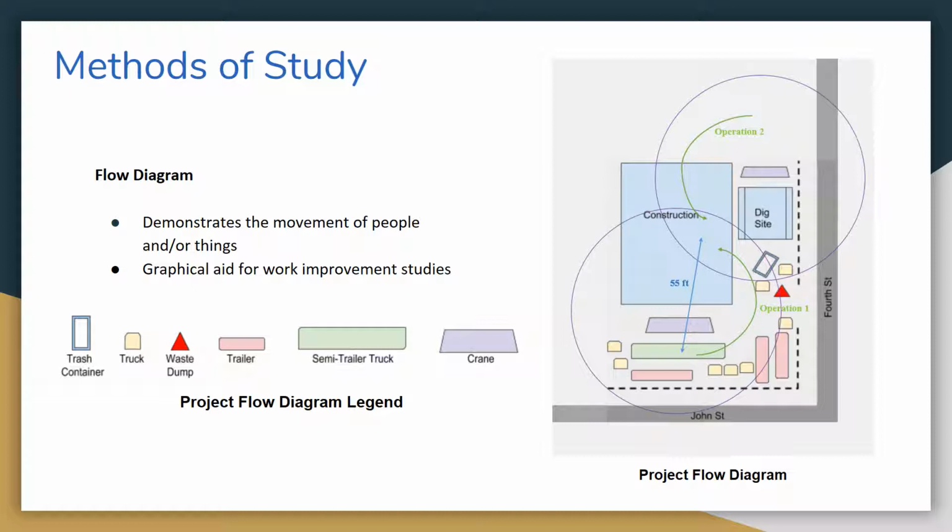Flow diagrams are a graphical aid for work improvement studies that demonstrate the movement of people and/or things. In the concrete placement operation, the workers do not change their location, however, the movements of the concrete slab are demonstrated.